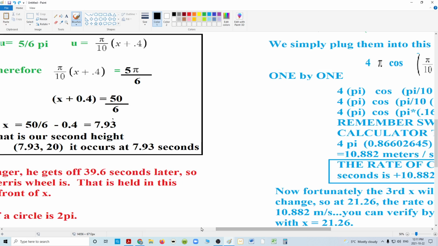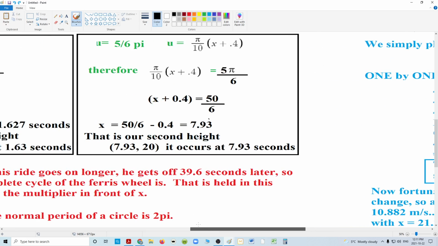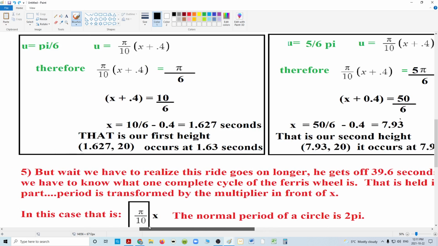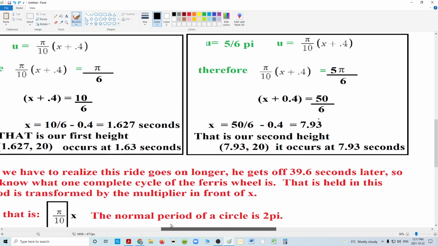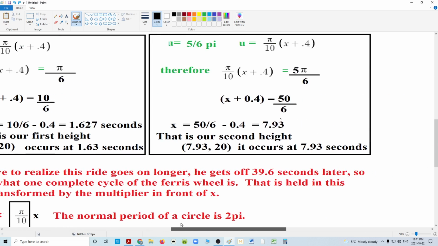Calculating the other one, you do the same thing. You set your u, you replace your u, and you set it equal to this, and you solve for x, and you determine 7.93 is the other x value. So you can see this is our second height at 20 meters, occurs at 7.93. You can prove this graphically by going to Desmos. But wait, we have to realize the ride goes on longer. He gets off 39.6 seconds later.